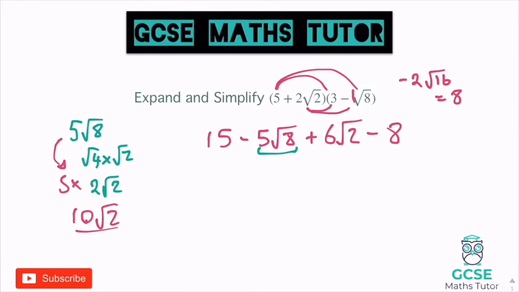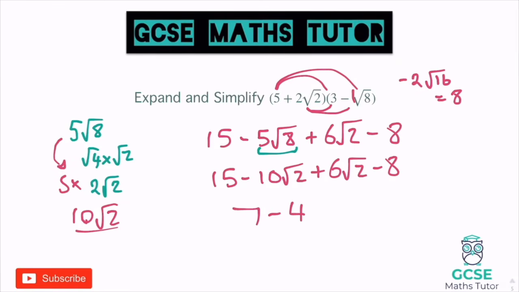So I'm going to rewrite this question. I've got 15 minus 10 root 2 plus 6 root 2 minus 8. So 15 take away 8 is 7. And then minus 10 lots of root 2, add 6 lots of root 2, leaves me with negative 4 lots of root 2.